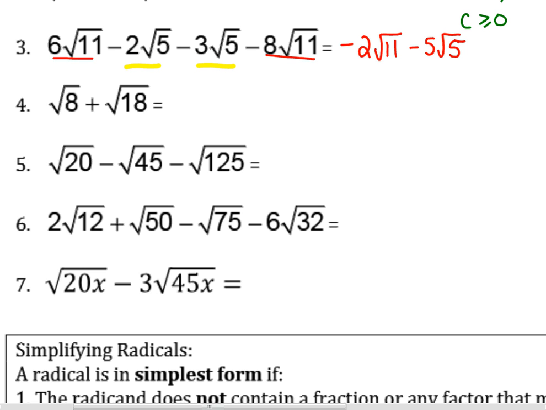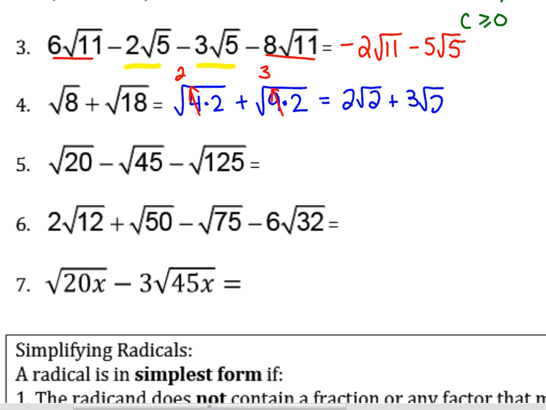Are these like radicals right now? Nope. Can we simplify them? Sure. Can you break down 8? What perfect square goes into 8? 4 times 2, plus what perfect square goes into 18? 9 times 2. The square root of 4 turns into, what is the square root of 4? 2, and the square root of 9 is going to be a 3. So we have 2 root 2 plus 3 root 2. Okay, so I'm pulling the 2 and the 3 out. They become the coefficients. How many root 2s do we have?